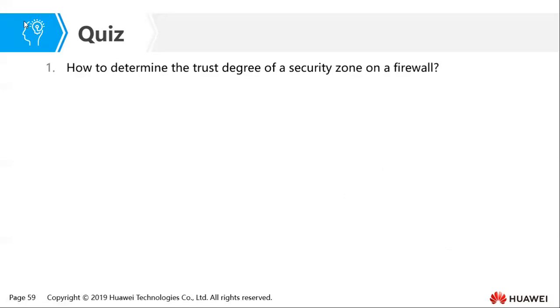So how do we determine the trust degree of a security zone on a firewall? Any volunteer? How do we determine the trust degree of a security zone on a firewall?